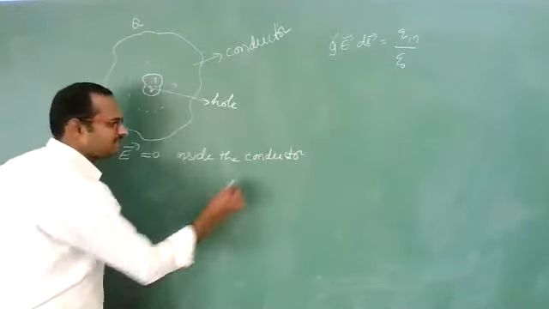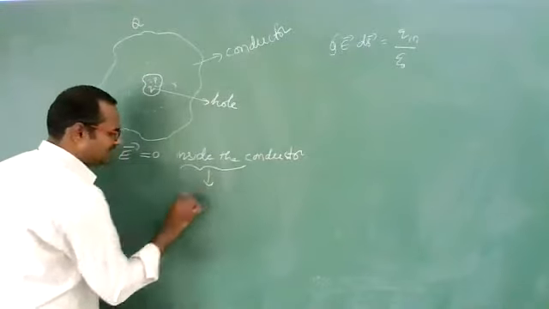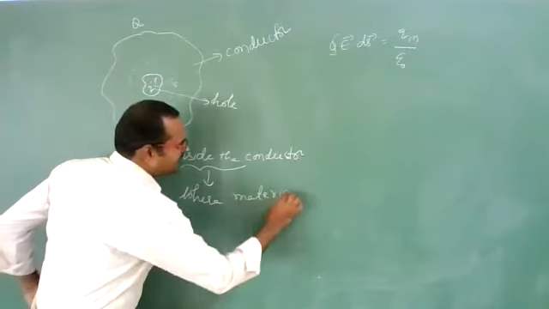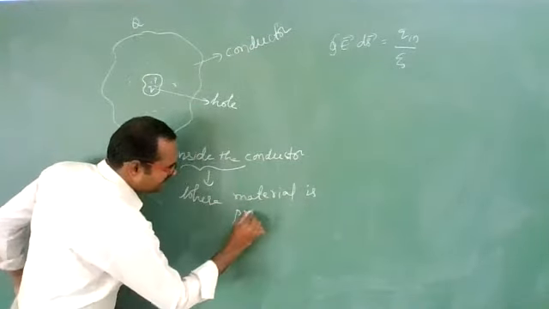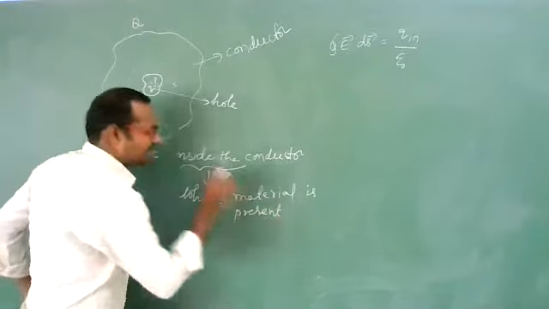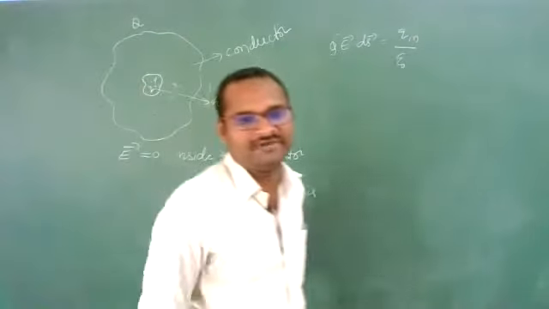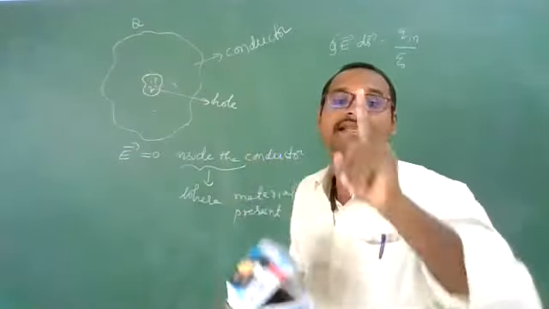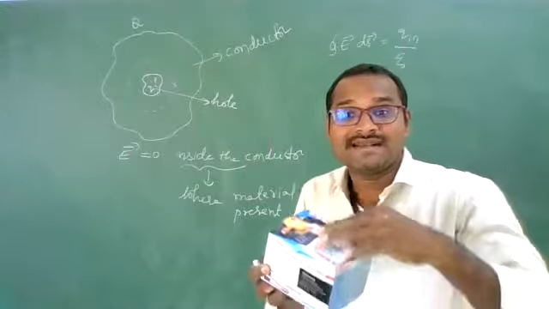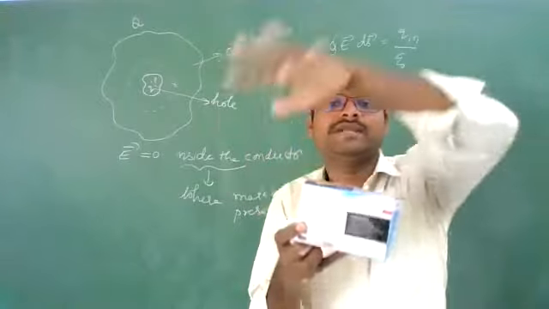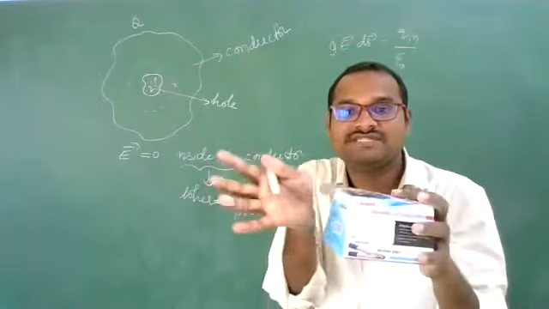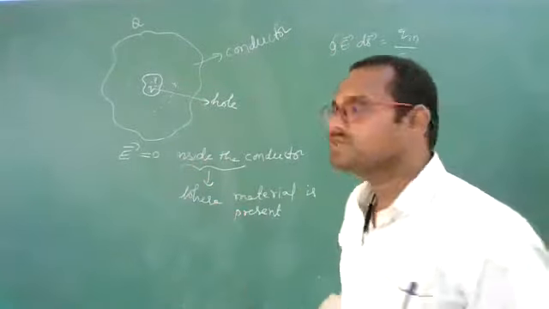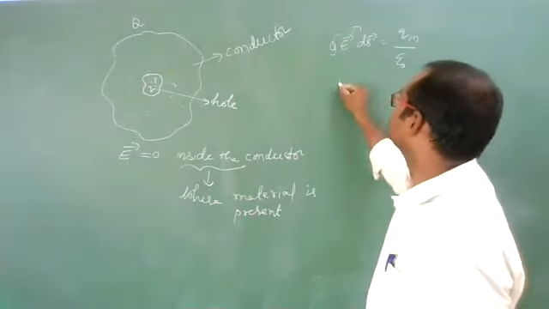Inside the conductor, where material is present, there the electric field must be 0. This is the property of a conductor. Inside the conductor, the electric field should be 0 because charge cannot reside inside it. It will stay only on the surface, and from the surface it will point in the radially outward direction. So due to that reason, this must be 0.